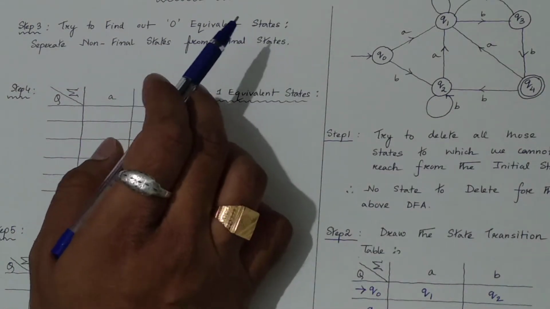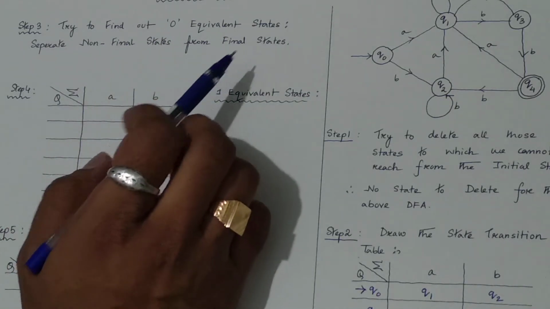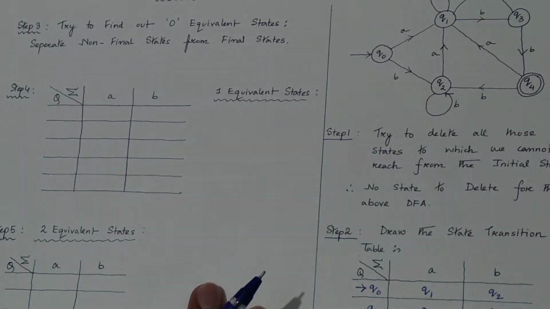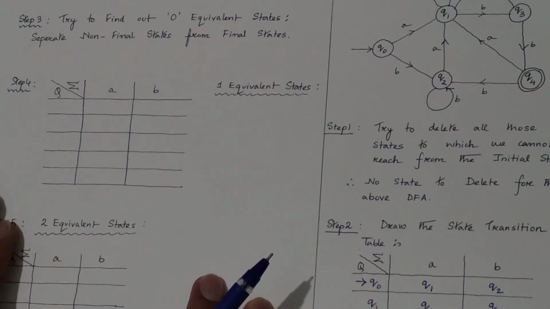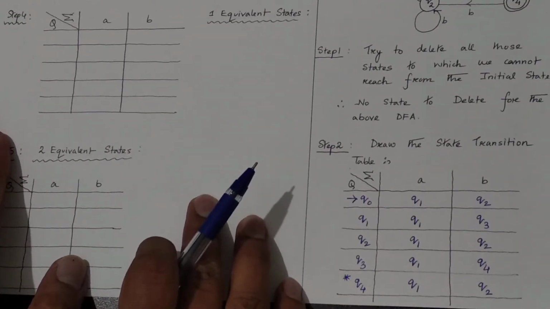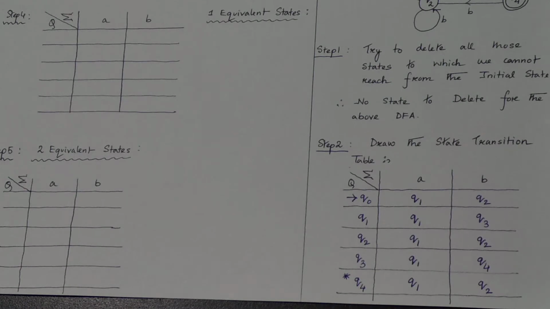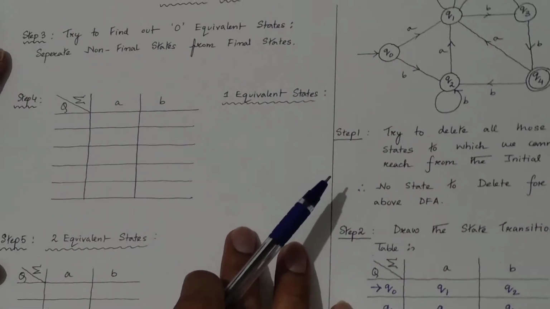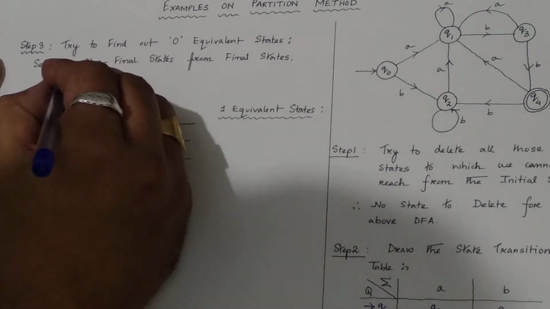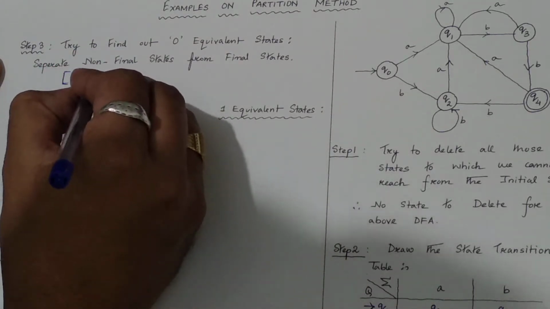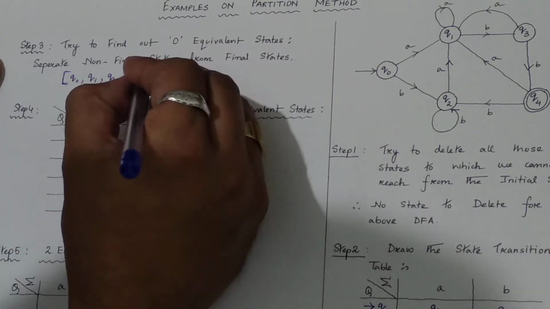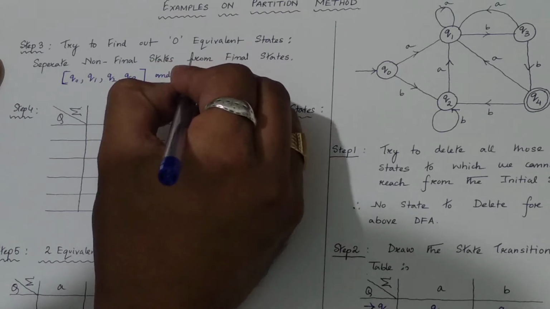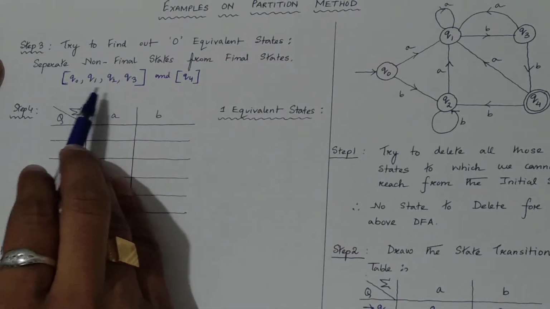How to find zero equivalent states? Separate non-final states from final states. If we check the transition table, which are the final states? The final state is only one, correct? So when we separate final and non-final states, there will definitely be two groups. One will be for Q4 and the other for all the remaining states. So Q0, Q1, Q2, Q3 will be one group and the other group will be Q4. This comprises the final state and this comprises the non-final states.